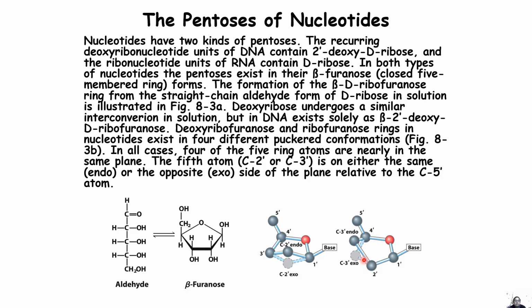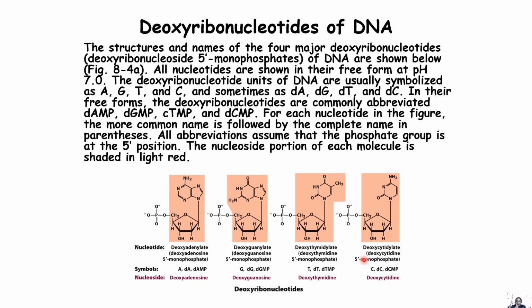Now, deoxyribofuranose and ribofuranose rings in nucleotides can exist in 4 different puckered conformations, and in all cases, 4 of the 5 ring atoms are nearly in the same plane. The fifth atom, the C2' or C3', is on either the same side of the plane, endo, or the opposite side, exo, related to the C5' atom.